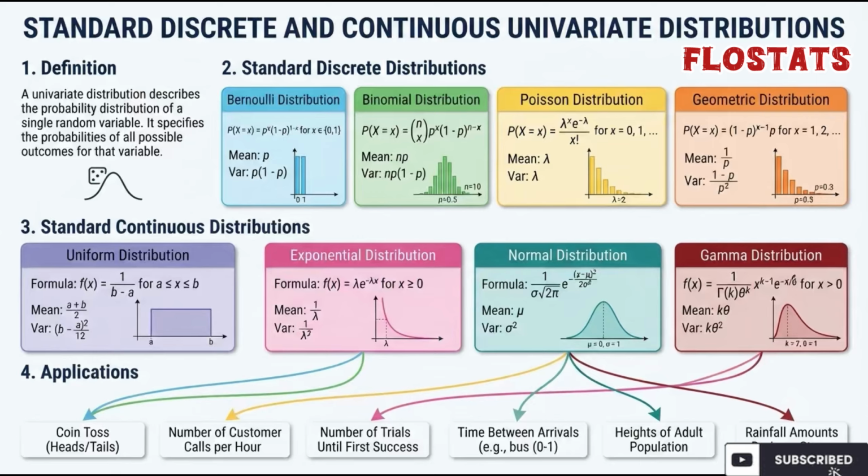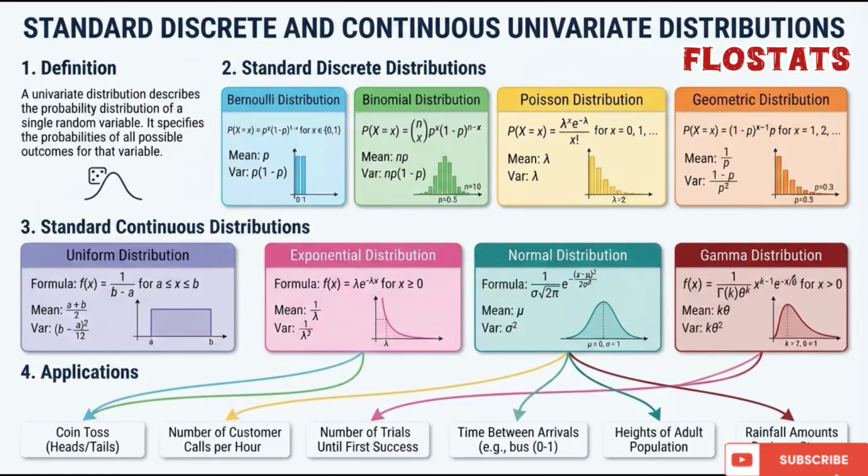Some common discrete distributions are Bernoulli, binomial, geometric, and Poisson distributions. A Bernoulli distribution has only two possible outcomes: success or failure. A binomial distribution describes the number of successes in a fixed number of independent trials. A geometric distribution gives the number of trials required to obtain the first success. A Poisson distribution is used to model the number of rare events occurring in a fixed interval of time or space.